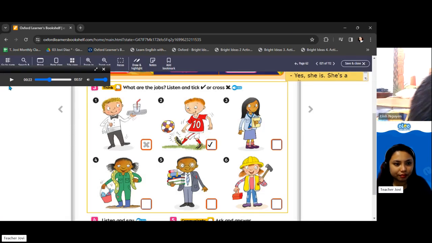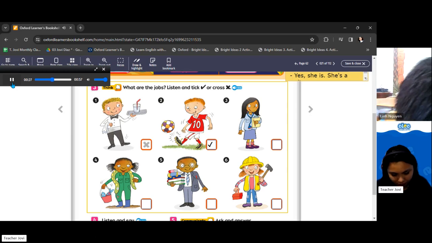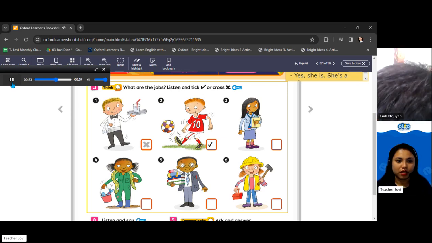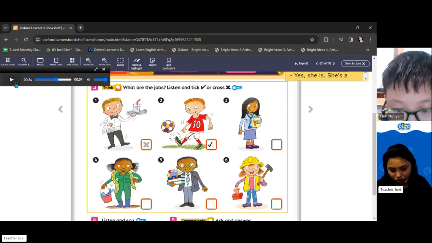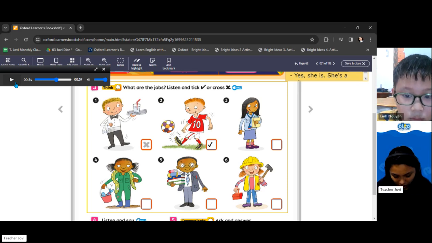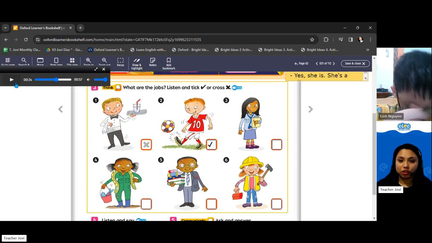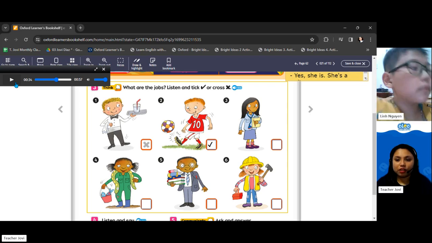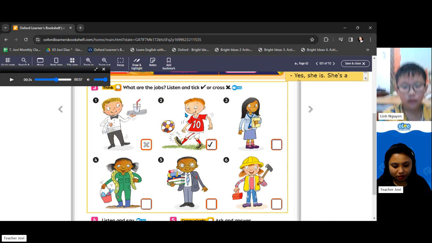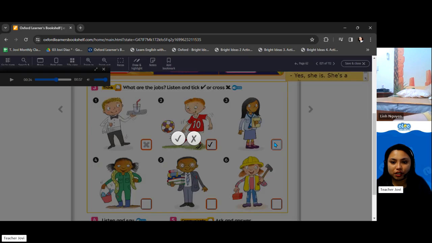Number three. Is she a police officer? No, she isn't. Is she a police officer, George? No, she isn't. Yes, very good. So is it a tick or a cross? Cross. It's cross to this one.